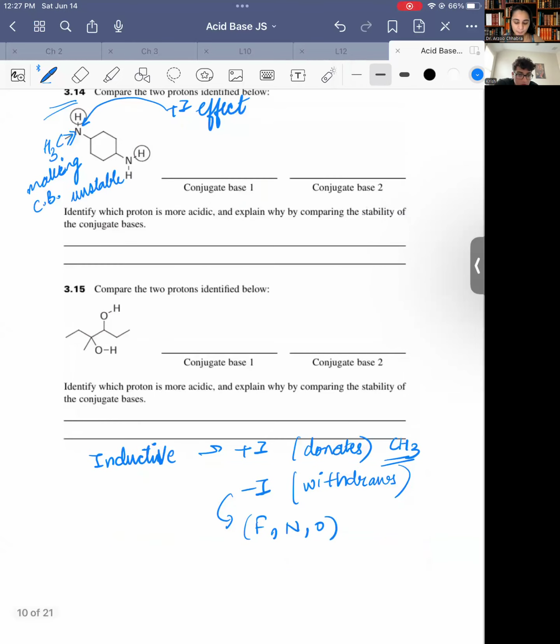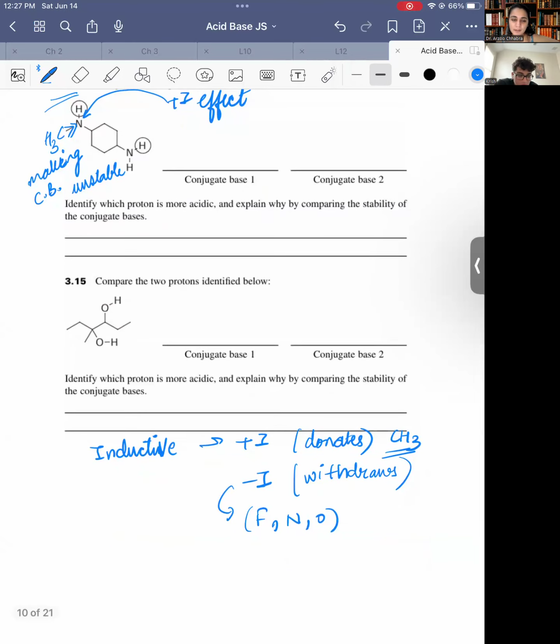It's the same thing for 3.15. So the top one was stronger, right? Right, exactly. This is a more plus I effect.